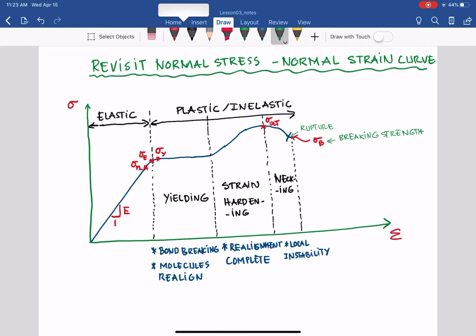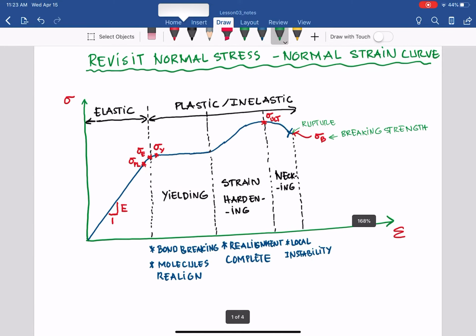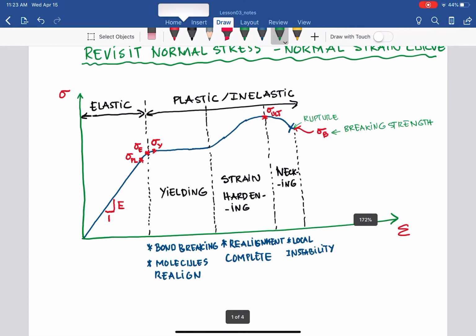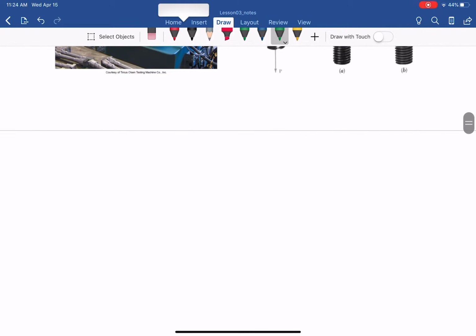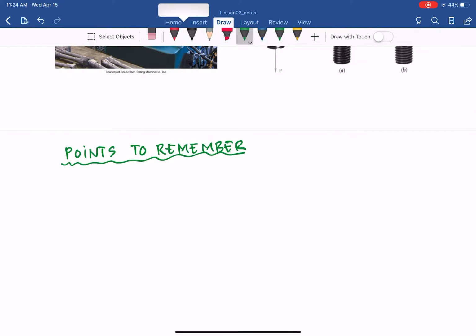From the normal stress, normal strain curve, we have many properties, many concepts that we need to remember. And now I'm going to write out what are the concepts we need to remember here. Points to remember. The first one, as you can see, the proportional limit.